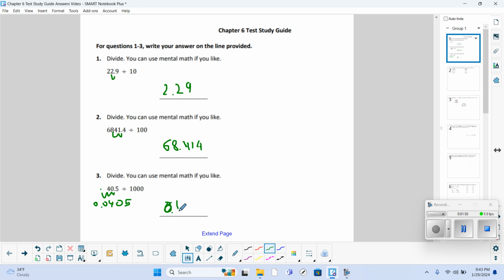Sorry, I'm not using a stylus today. I'm using my mouse to do all this work.